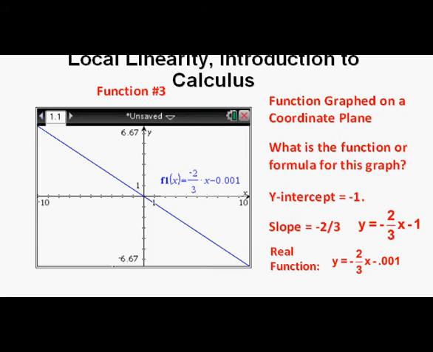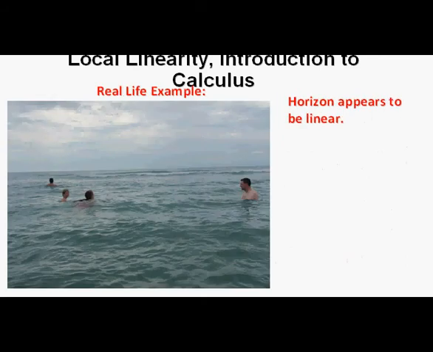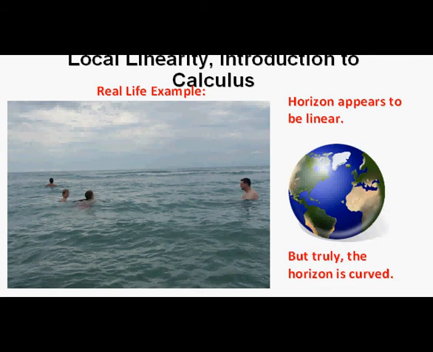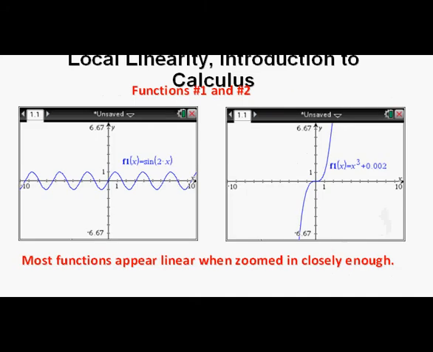There are many examples of the principle of local linearity in real life. When you look out at the ocean, like in this picture, the horizon appears to be linear. But we know that the reason we see the horizon as a line is based on how far away we are from it, which alters our perspective. Here on the right is the horizon from a distance, curved and appearing to be circular. When we zoom in on any point on most functions, the function will appear to be linear, even for functions 1 and 2 as shown here.